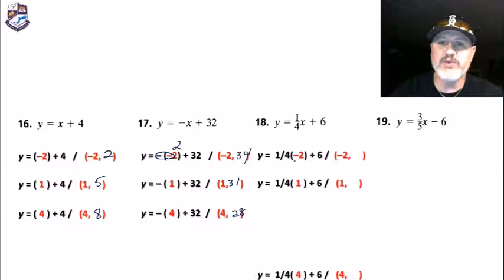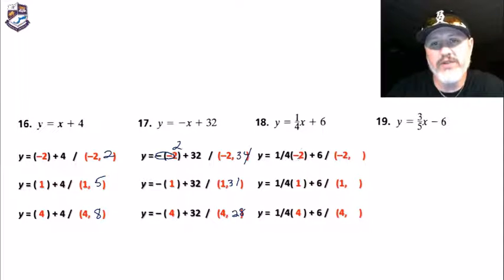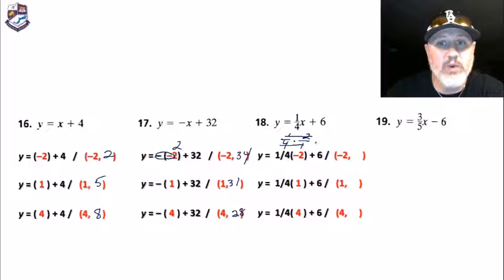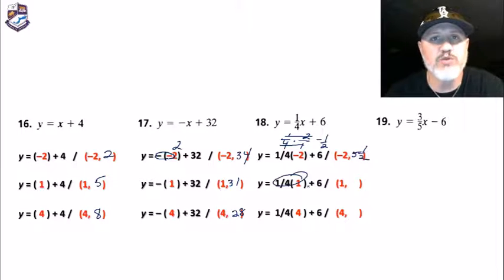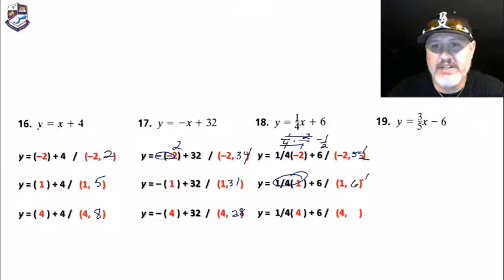Okay, next section. We're dealing with a fraction here. 1/4 of -2. Okay, I'm going to look at that like this. It's 1/4 times -2. And I get -2/4, or -1/2. So if I get -1/2, 6 minus 1/2 is 5.5 there. Okay, 1/4 of 1, I know that, that's just 1/4, right? Anything times 1 is itself. So plus 6 is 6 1/4, or 6.25. And the last one, 1/4 of 4, that's just 1. 1 plus 6 is 7.